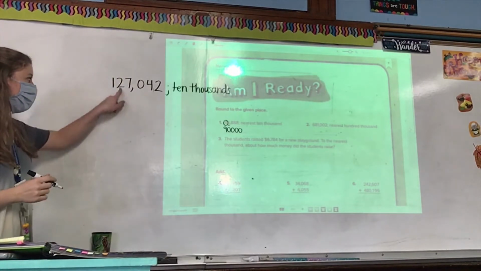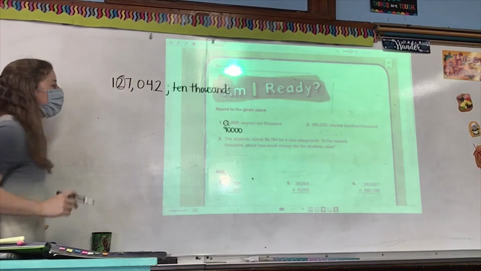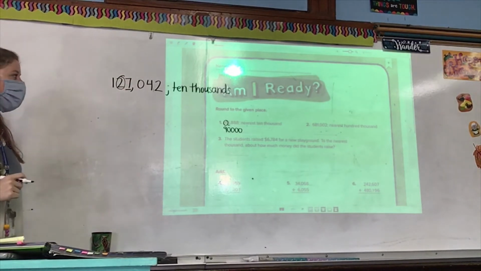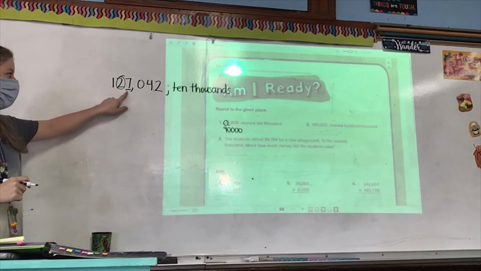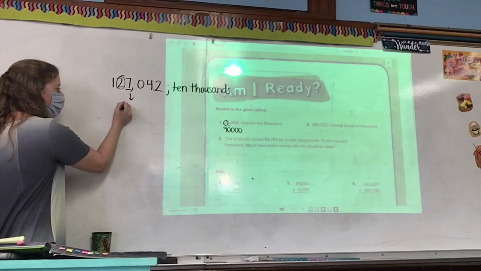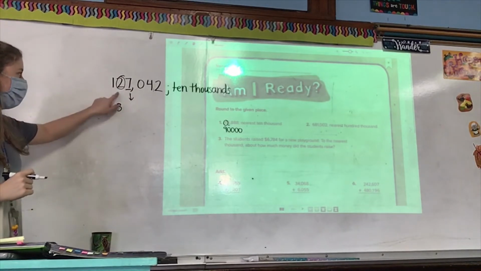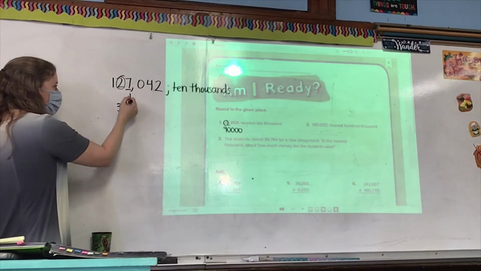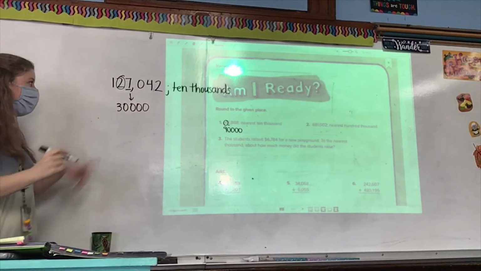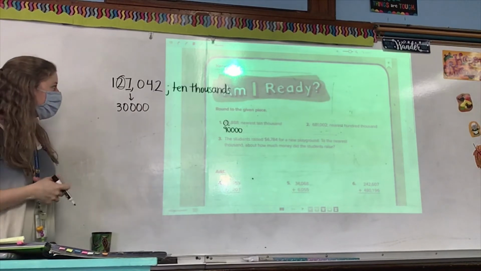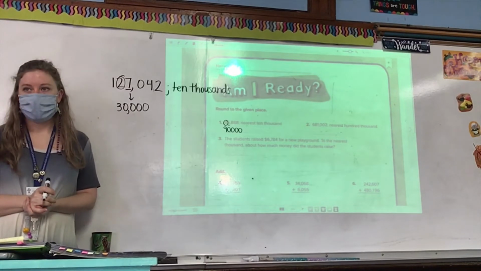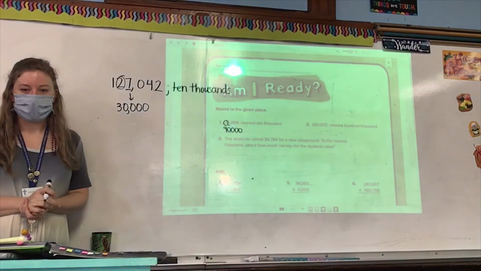Step 1, circle the digit in the place to be rounded. Step 2, underline the digit to the right. Step 3, the underlined digit is 5 or more, so I add 1 to the circle digit. Step 4, all my digits after the circle digit become 0. Am I done? 127,042 rounds to 30,000. What is step 5 when we are rounding?